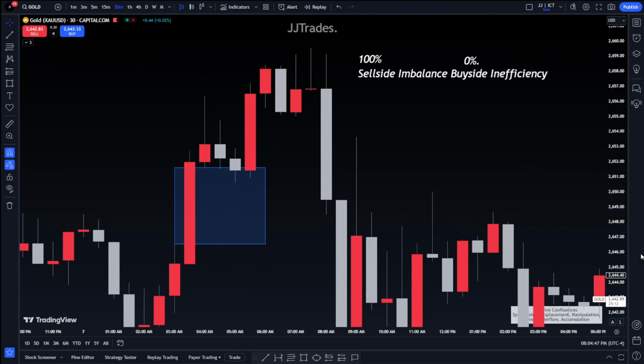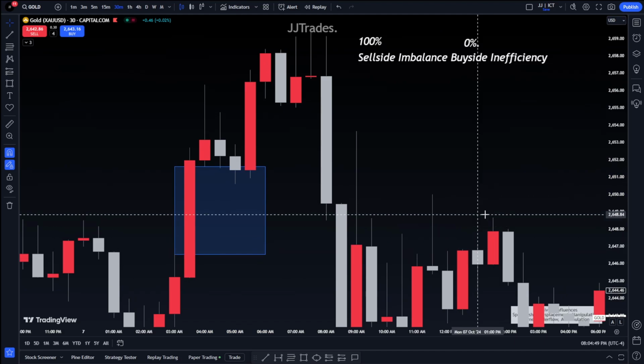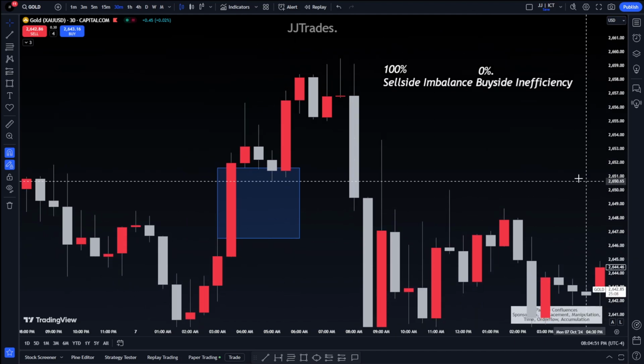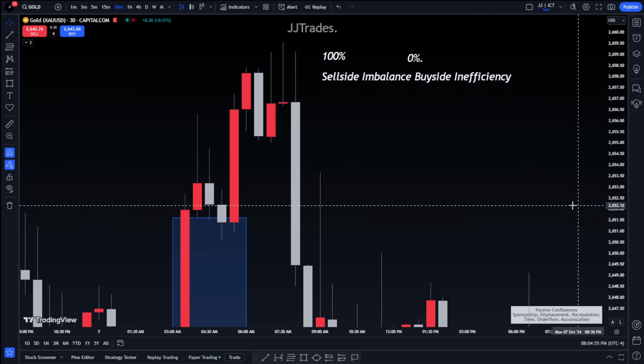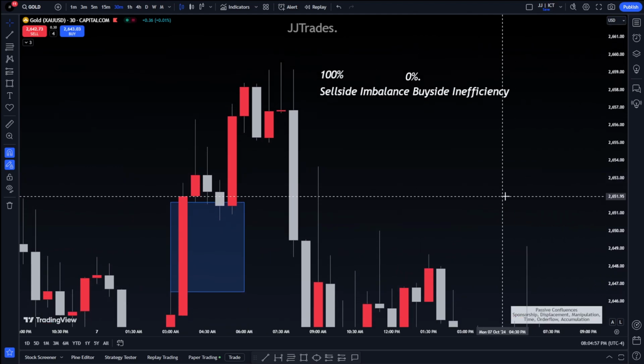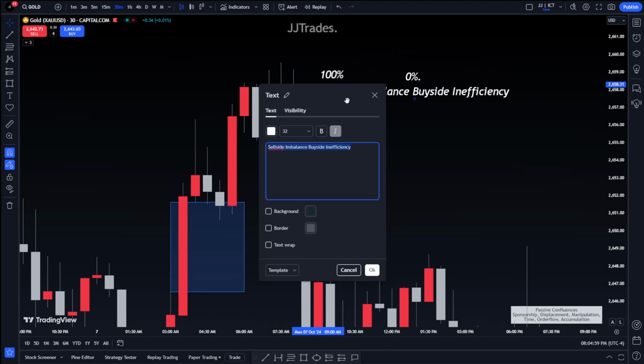You're probably like, what the heck is a fair value gap? How does it form? You'll learn about that in a minute, but I need to go over this because some people don't explain this. They'll just teach you what a fair value gap is, but they really don't know what it is. So this instead will be, let's copy this word so I don't have to spell it again. Buy side imbalance, sell side inefficiency.